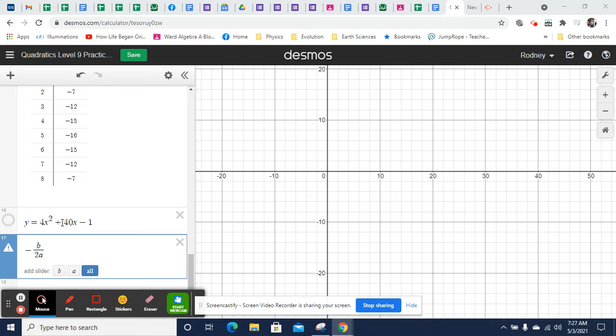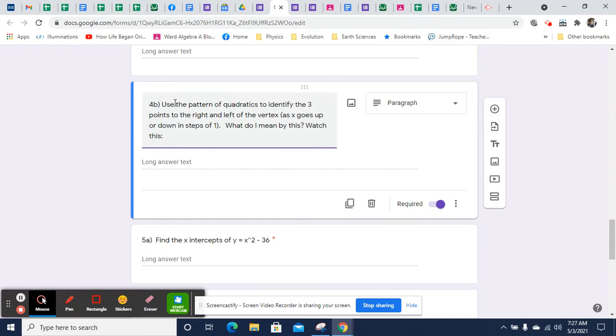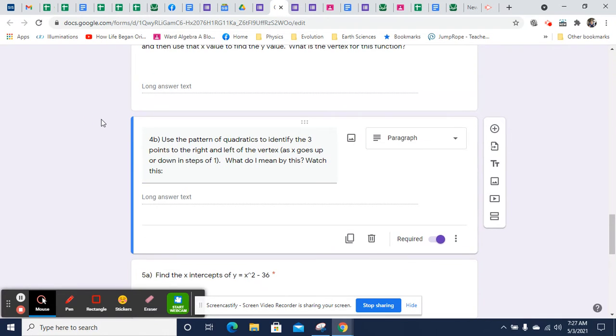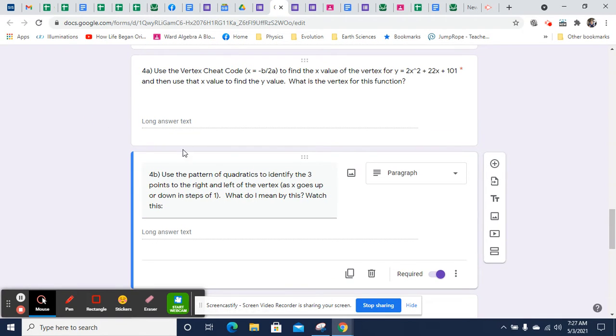I'm going to talk a little bit about what I mean by this prompt. Use the pattern of quadratics to identify the 3 points to the right and left of the vertex as x goes up or down in steps of 1. So we're now going to be using it for one where the lead coefficient isn't 1. So we're going to have to deal with that.